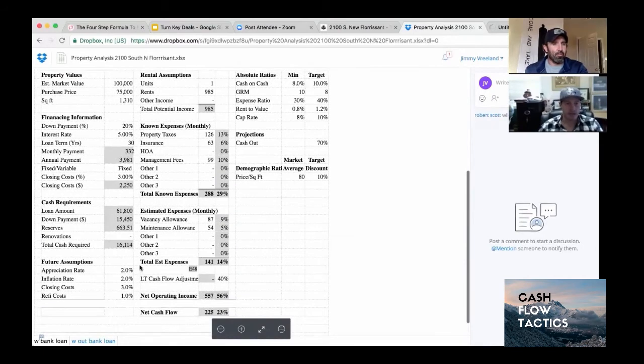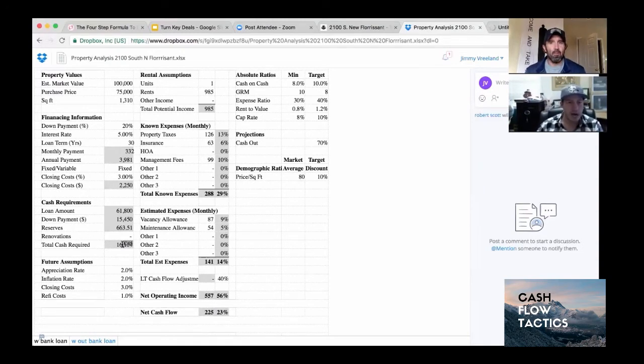So if you roll down here to the cash requirements, we basically are going to have a down payment on this property of $15,400 some odd. And we're going to have some closing costs built in there. Closing costs are roughly $2,250 on this deal. So overall, we've got $16,000 some odd in the game, and we're getting roughly $225 a month after all of our expenses on this one.